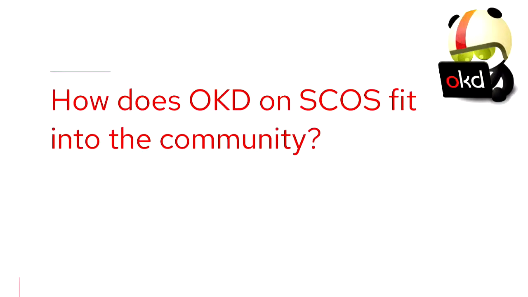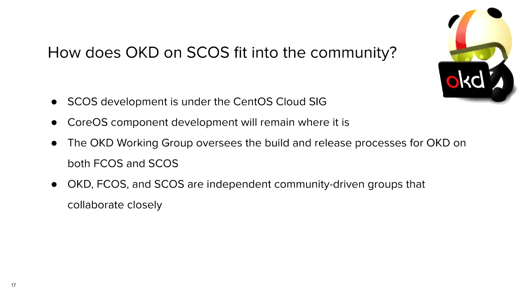So how does this all kind of come together within this community? So the short version is that SCOS development will now be happening under the CentOS Cloud Special Interest Group. Fedora CoreOS's positioning will not change at all. The OKD working group themselves will oversee the build and release processes for both OKD on Fedora CoreOS as well as OKD on SCOS. However, I should mention that OKD, Fedora CoreOS, and SCOS are all independent community-driven projects that just happen to collaborate very closely with one another.